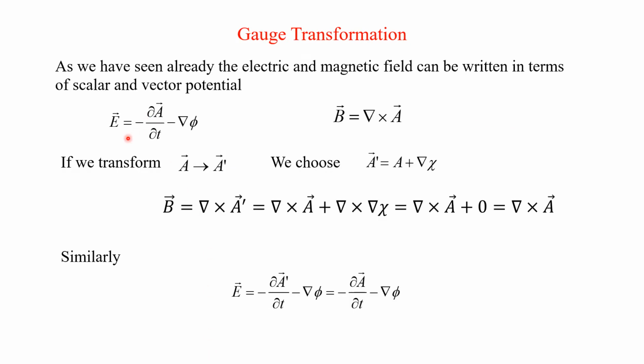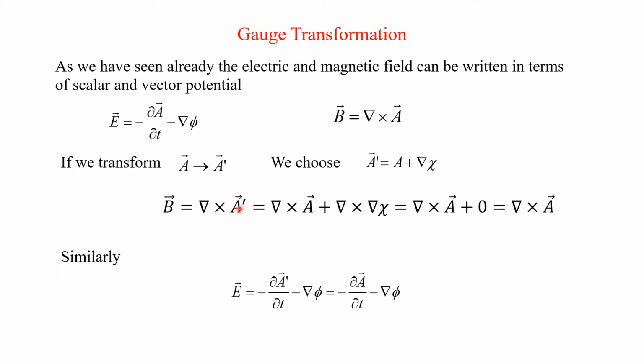Now we have seen electric field and magnetic field in terms of the auxiliary parameters A and pi. Now let us see what will happen if we change A into A prime, that is some other vector. Let us choose A prime is equal to A plus gradient chi. Chi is the gauge parameter.